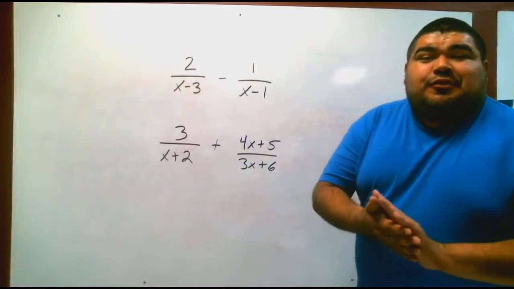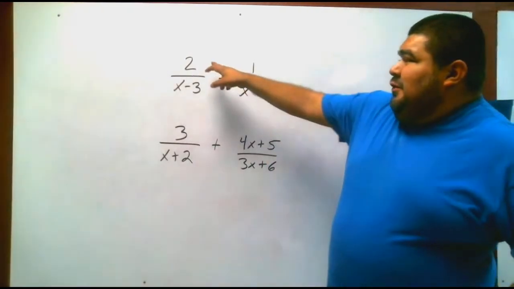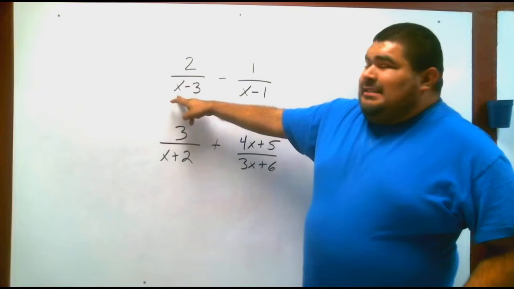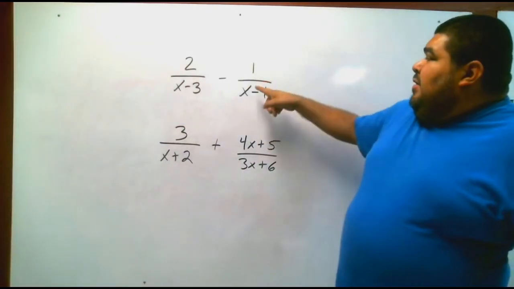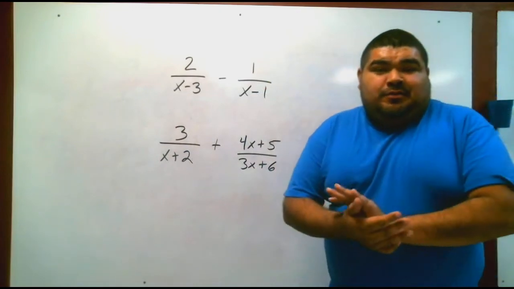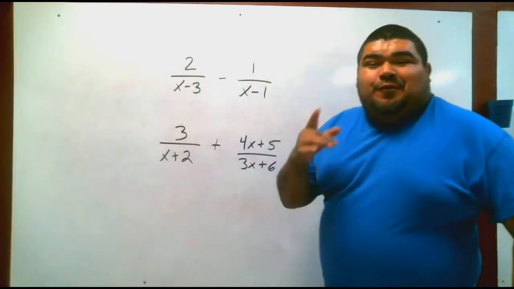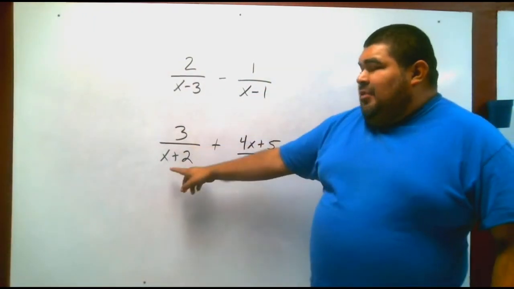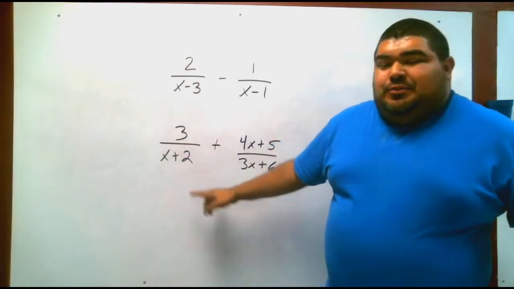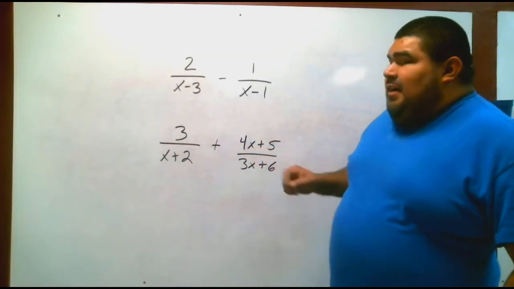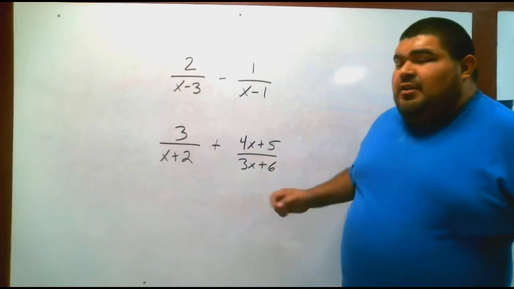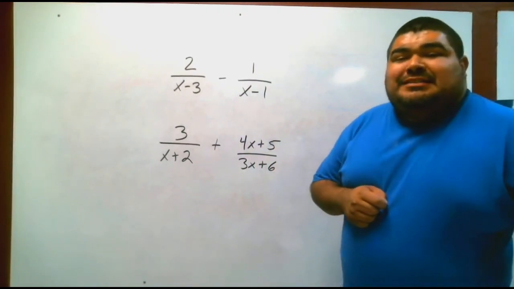All right, guys, so here's your assignment for today. You have 2 over x minus 3 minus 1 over x minus 1. That's your first one. For your second one, you have 3 over x plus 2 plus 4x plus 5 over 3x plus 6.